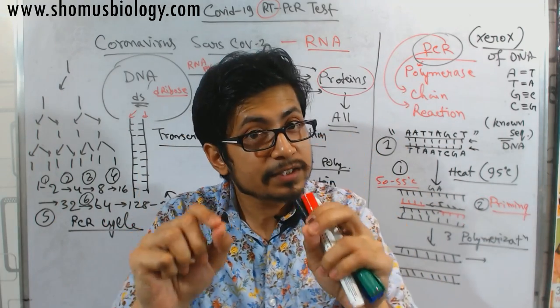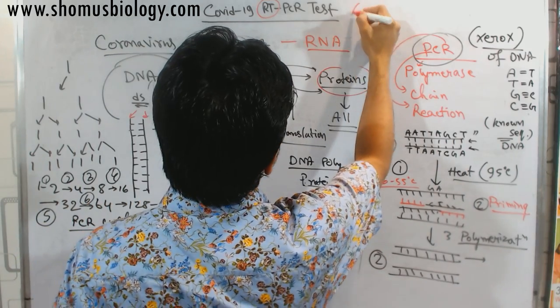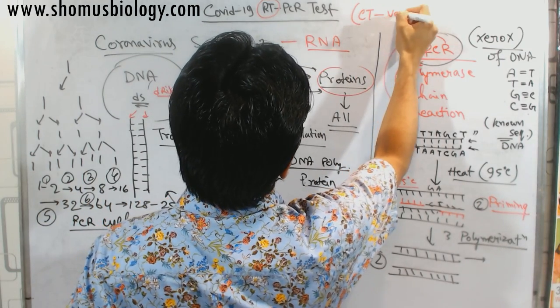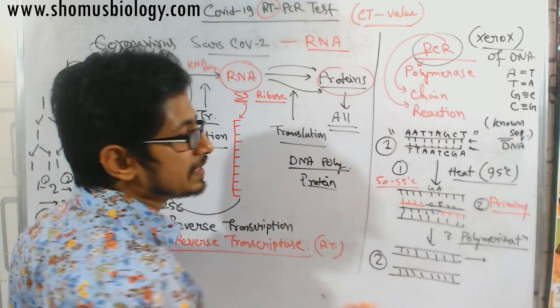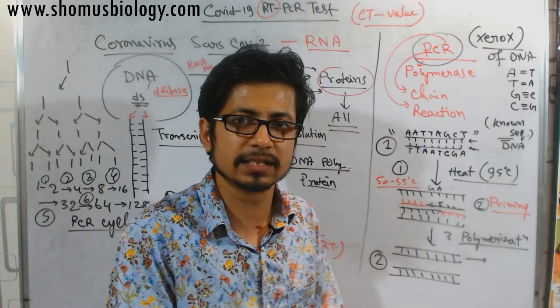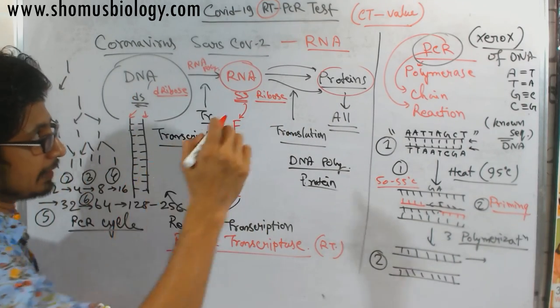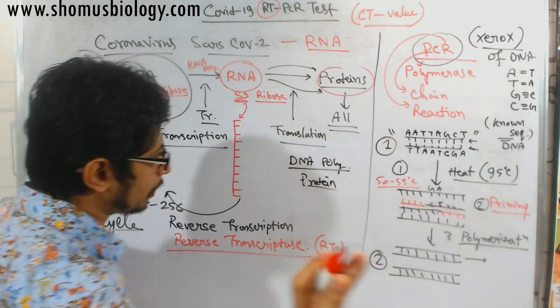Now this cycle is very, very important. Keep this in your mind. The PCR cycle is very important because we find out the CT value based on the PCR cycle. Probably you have heard this term CT value. I have seen this in newspapers and places. So what is CT value? This is known as cycle threshold value. We'll talk about that later.